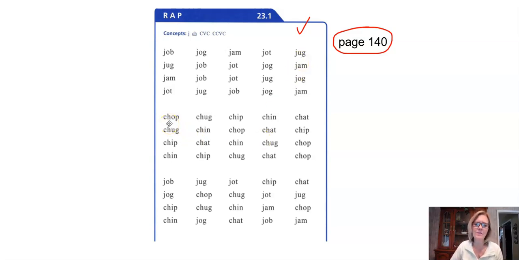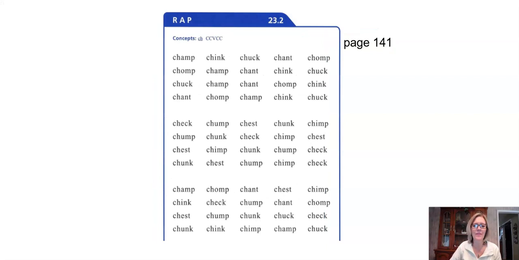Okay, next, this middle section: chop, chug, chip, chin, chat. All of those had the fat puff ch, but it was unvoiced, wasn't it? And then they're all mixed up in that bottom section. So this is something that I'd like for you to practice with someone. You grab someone, you can read those to them.